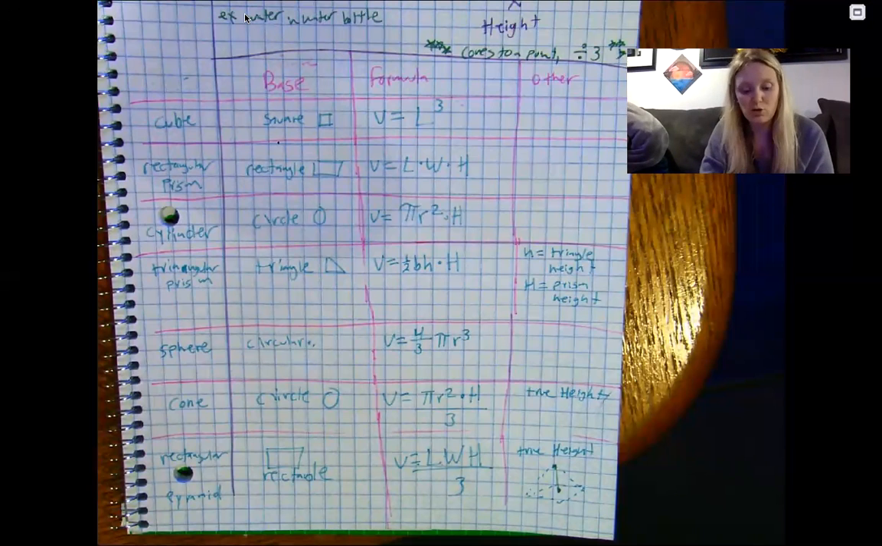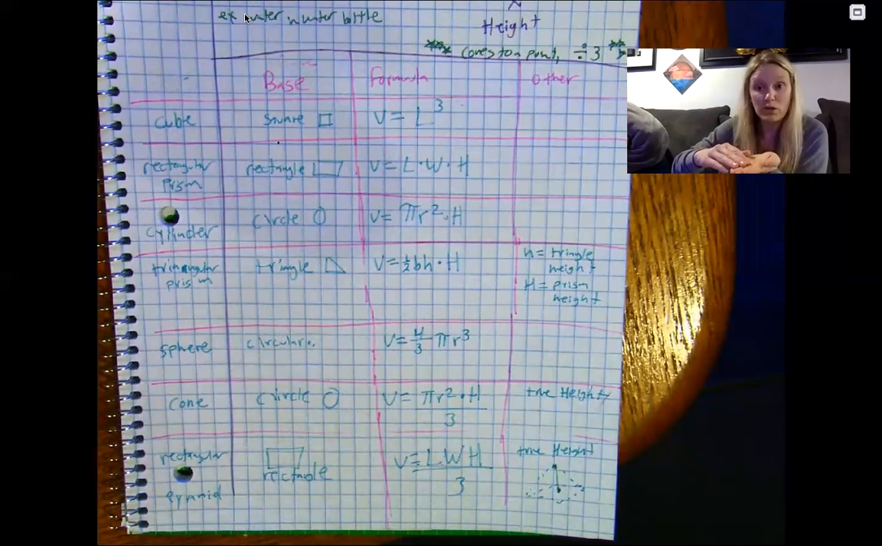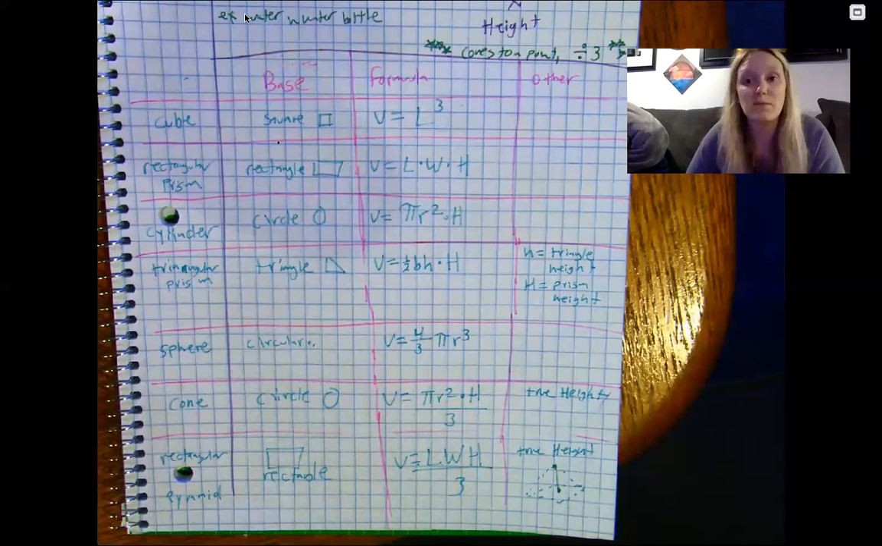And then rectangular pyramid, like this, but pretend it has a rectangle. So the area of the base is length times width, then times it by how tall it is, height. So length times width times height, but then it comes to a point, so you have to divide by 3.